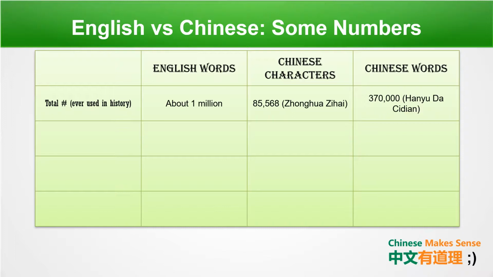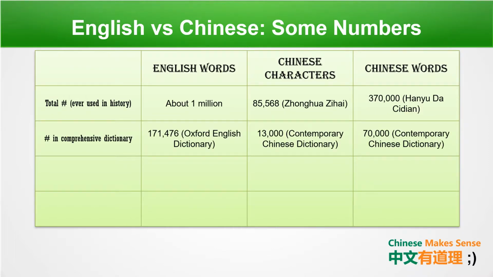First, let's look at the total number ever used in history. For English words, there are about 1 million. For Chinese characters, there are about 85.5 thousand. And for Chinese words, there's an estimated 370,000. Most of the words and characters ever used in history are obsolete.